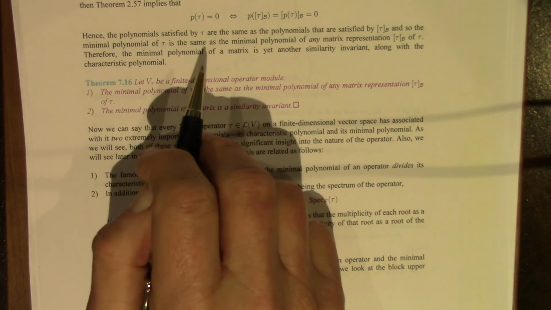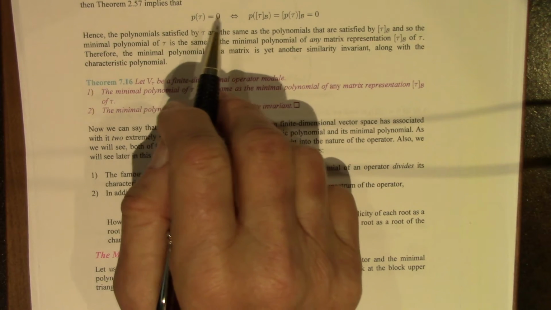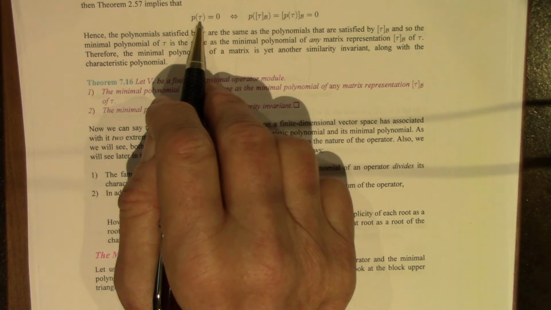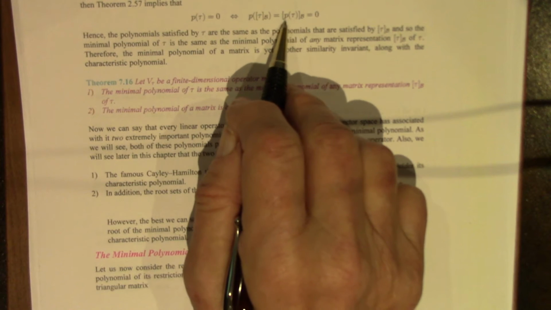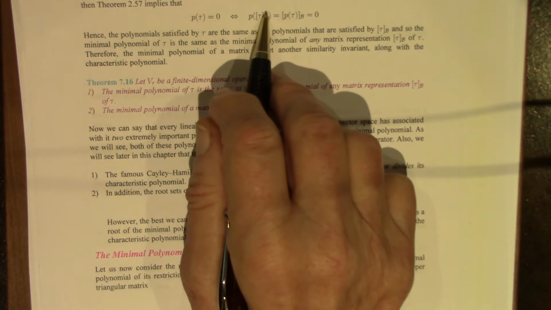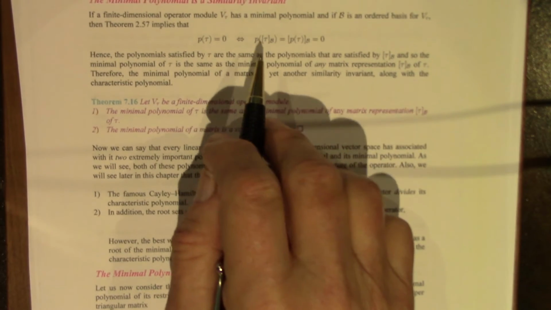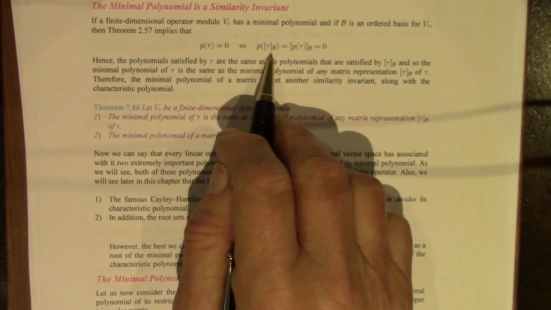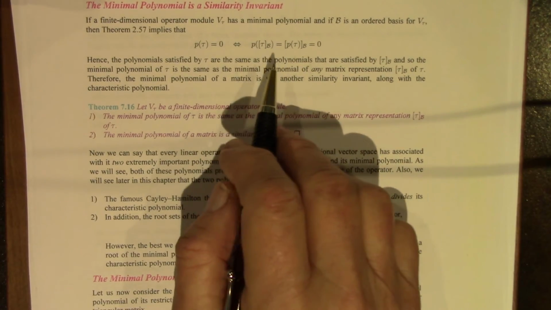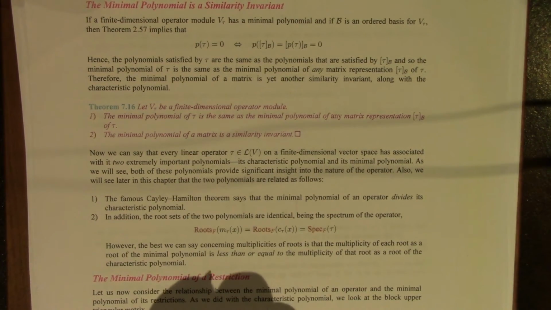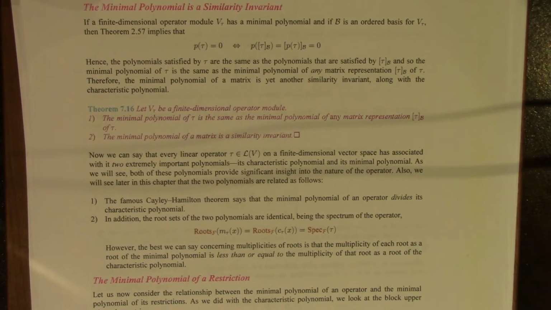Therefore, the polynomials that are satisfied by tau are the same as the polynomials that are satisfied by the matrix representation of tau. Any matrix representation. B was an arbitrary ordered basis. In other words, the annihilators are the same, and therefore the minimal polynomials are the same. So the minimal polynomial of tau is the same as the minimal polynomial of any matrix representation of tau.